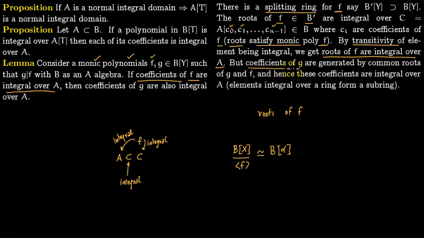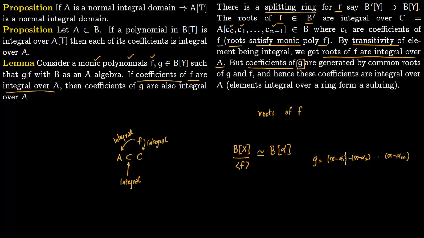So now coefficients of g. What are the coefficients of g? g splits in this B'(Y) because g divides f. So if g divides f, and f splits completely, then the roots of g are contained within the roots of f. So say g becomes something like this: (x minus alpha 1) times (x minus alpha 2) all the way to (x minus alpha m). So now you expand it out.